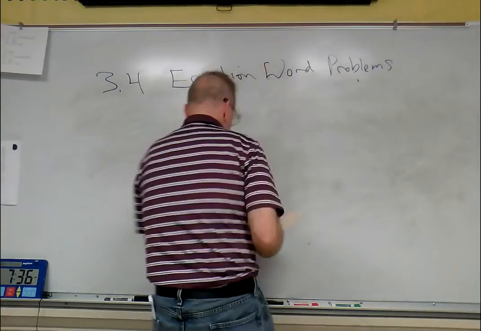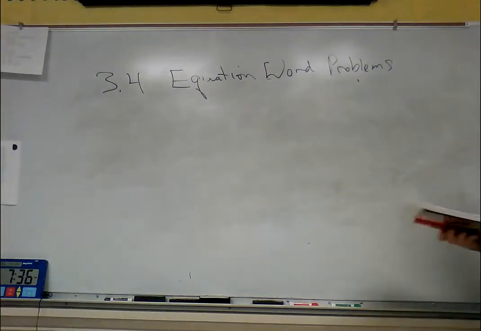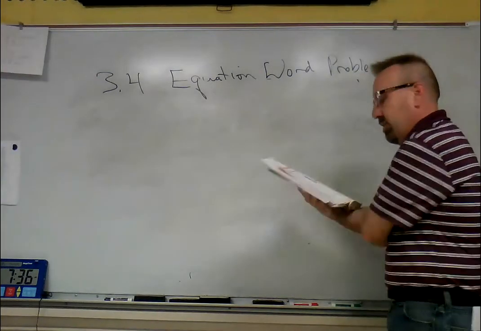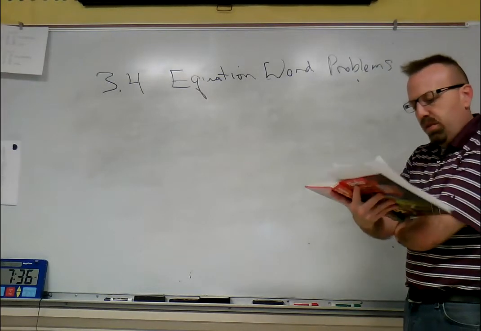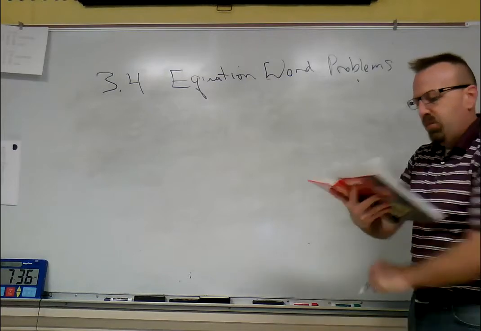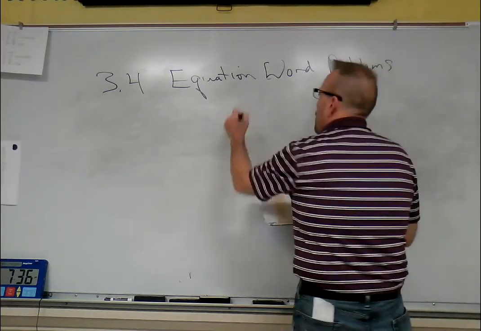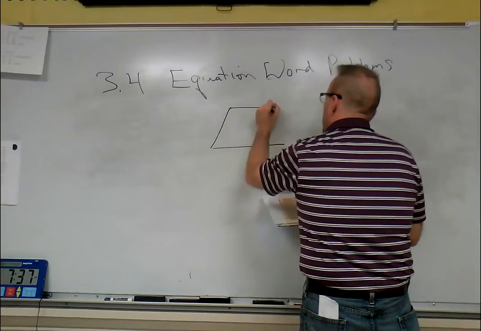All right, one more, example 2. Says the perimeter of a trapezoid is 90 centimeters. Parallel bases are 24 and 38 centimeters long. The lengths of the other two sides are consecutive odd integers. What are the lengths of these two sides? So I'm going to start by drawing a trapezoid.